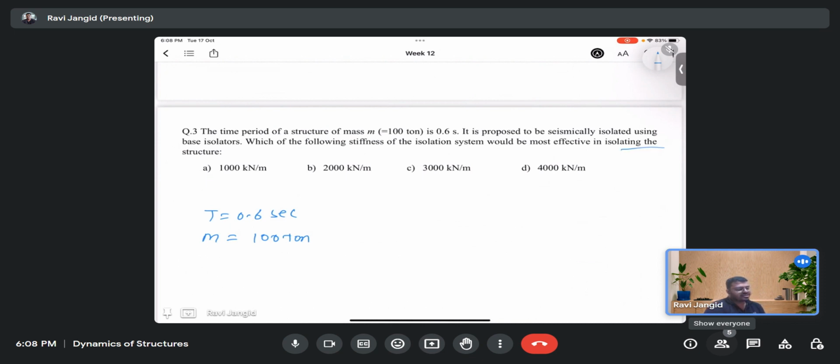So do you know how to solve this? That same kind of problem you have in the assignment as well. But in that assignment, I think the period or the mass is asked, like some reverse procedure is there. So you have the time period of the structure, you have the mass. So how do we get which stiffness should be there, so that the stiffness is best suited to our isolation system? Anyone?